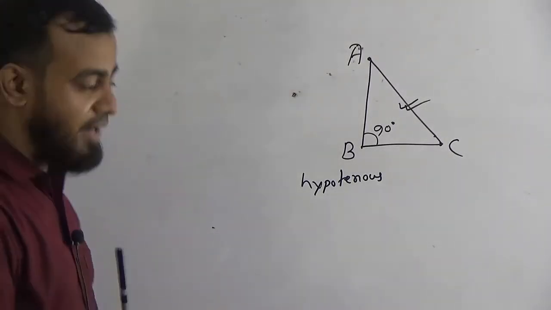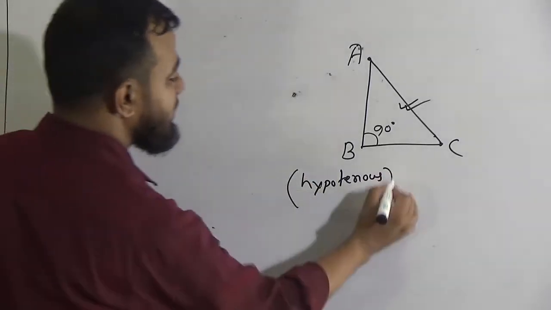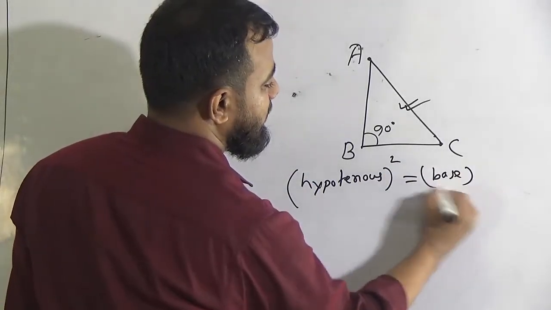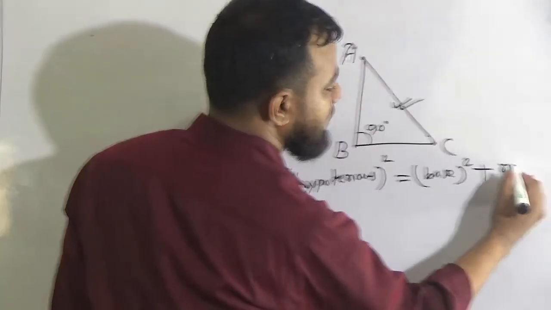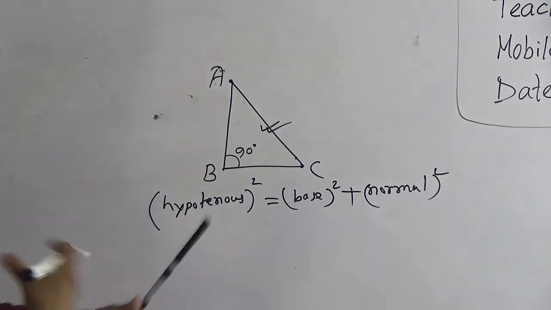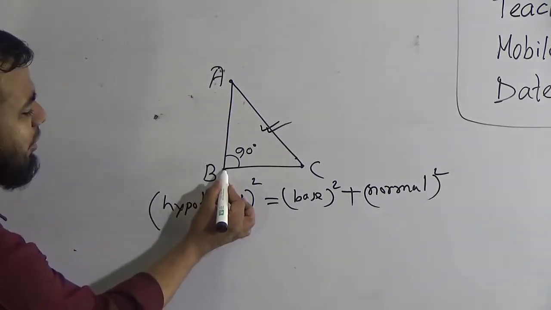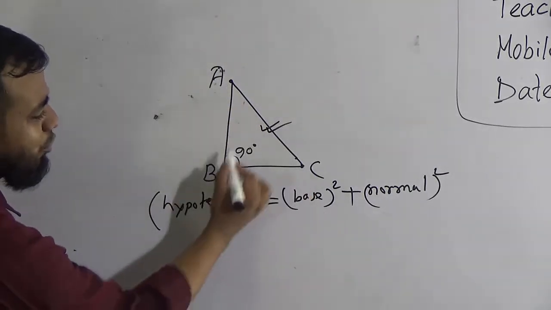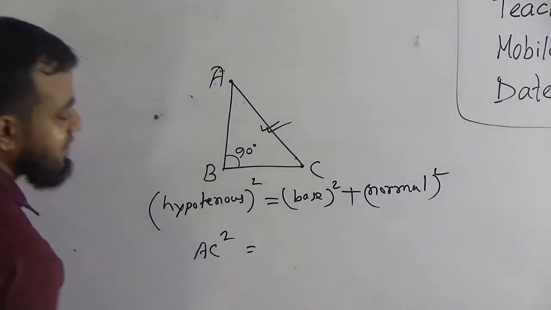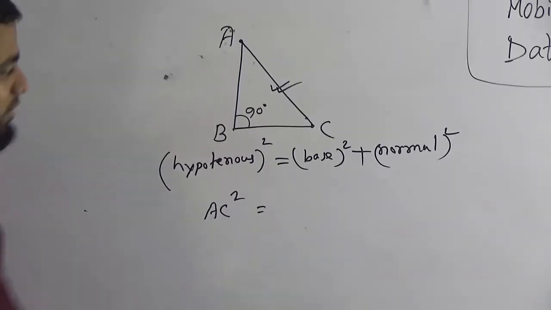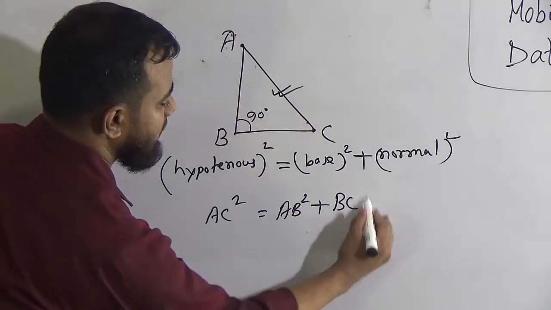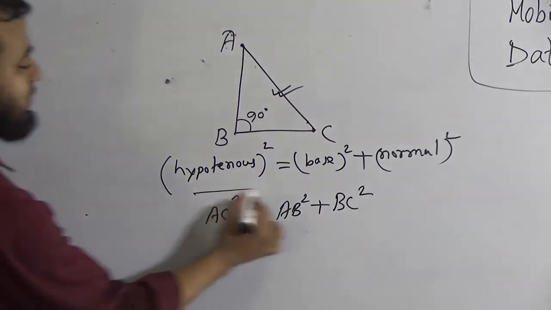the other two sides. That means we can say that hypotenuse square is equal to base square plus normal square, or in brief, we can write it clearly. Here the right angle is at B, so the opposite side is AC, and AC is our hypotenuse. AC square is equal to the sum of the squares of the other two sides, so AB square plus BC square. This is our Pythagoras theorem, okay.